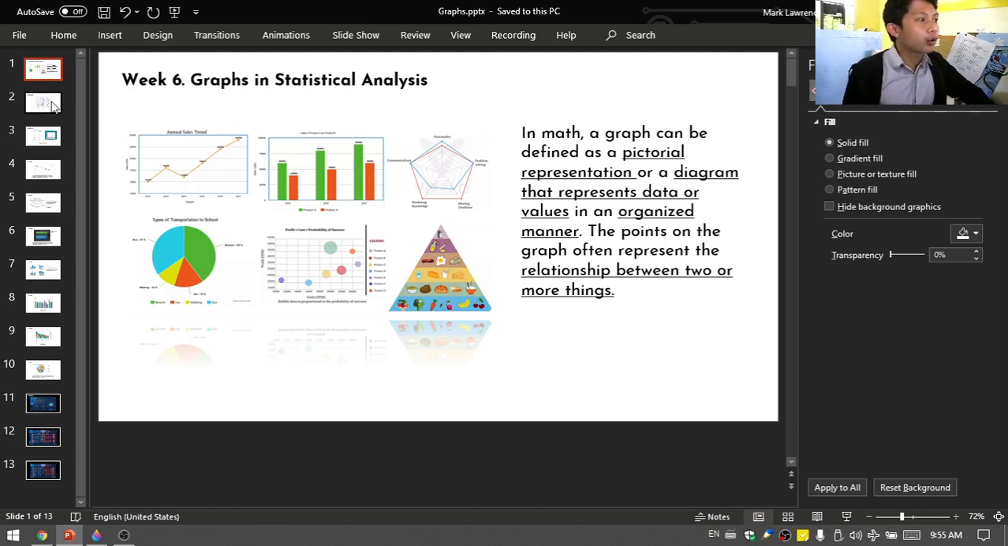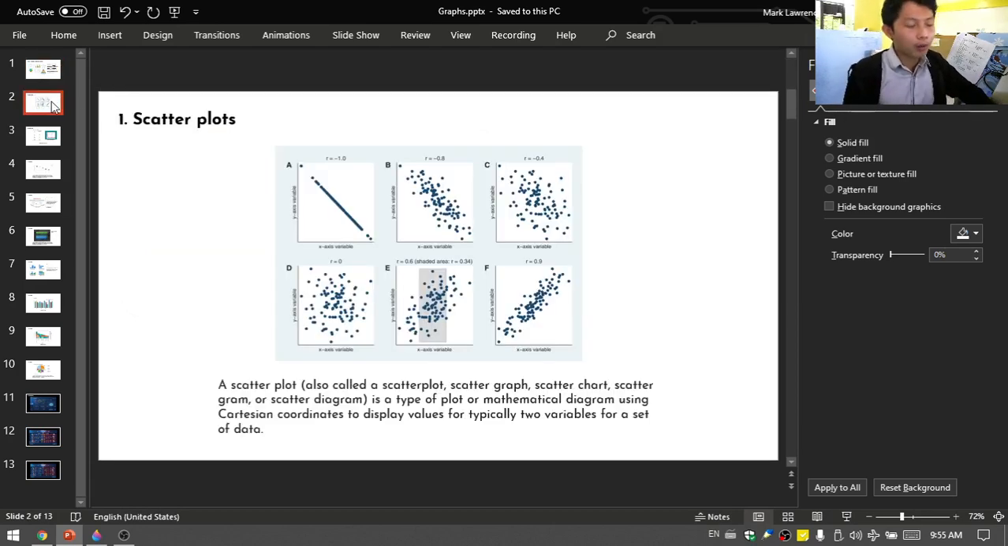The first one we're going to talk about is scatter plots. Scatter plots basically look like this. These are just points of data that we plotted. It's like you just plot your data points as dots. That's all.